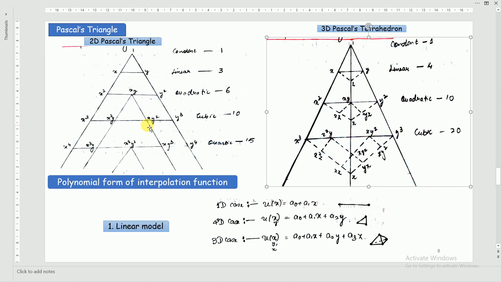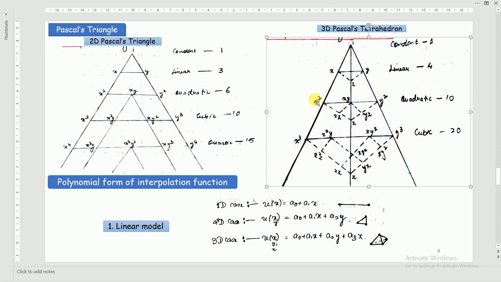Got it? Similarly with respect to 3D, you can see 1, 2, 3 and 4. If it is 3D, you have 4 terms. This is also a main tetrahedron now. This point is z square, not z. And if I introduce here, 1, 2, 3, 4 and 5 mid nodes, this is what you get. This is the tetrahedron you get.